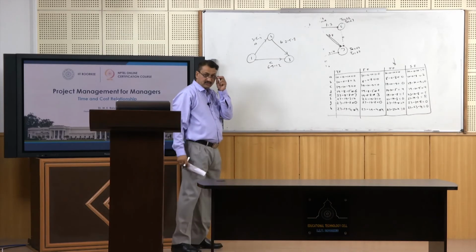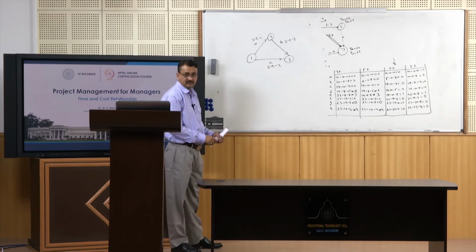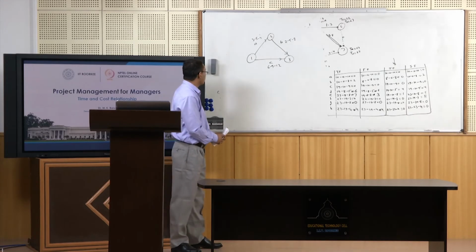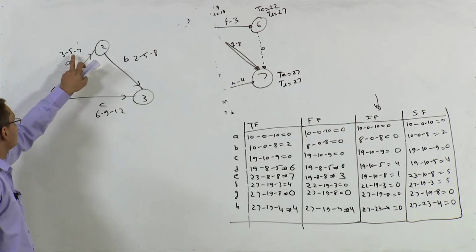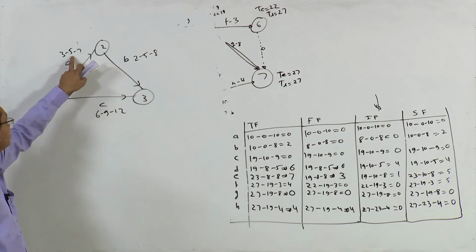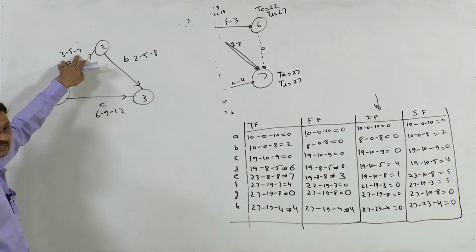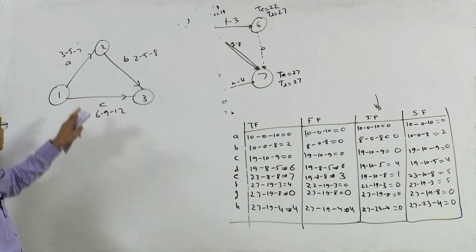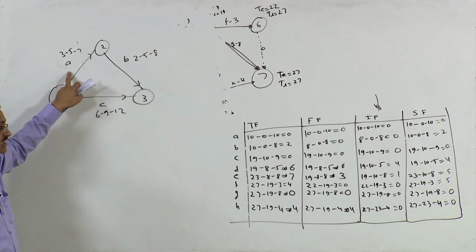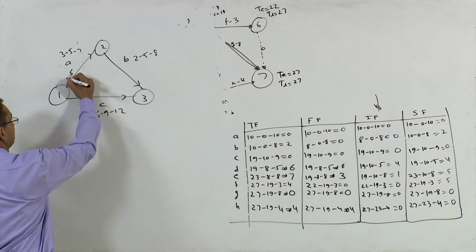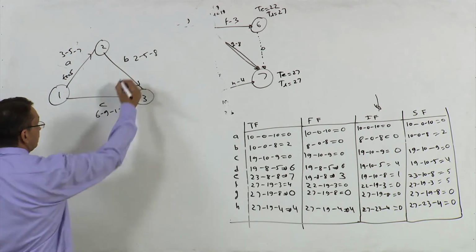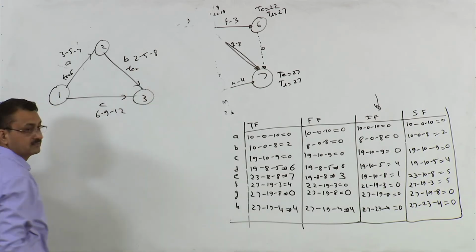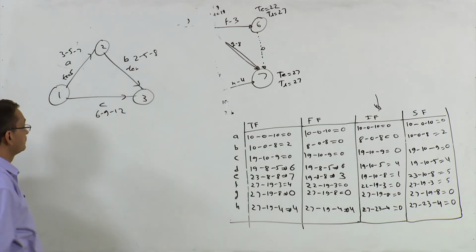Since this is a PERT network, you need to calculate expected value, right? So this is 3 plus 7, 10 plus 5 into 4, right? So this is 30 divided by 6. So 5 would be the expected time for this, right? TE is 5.